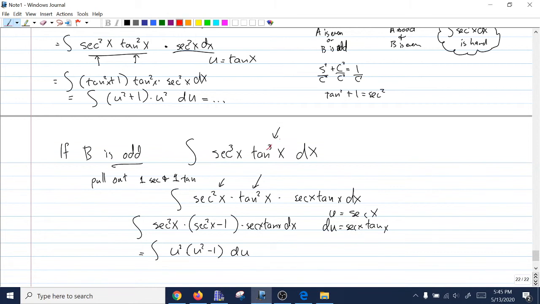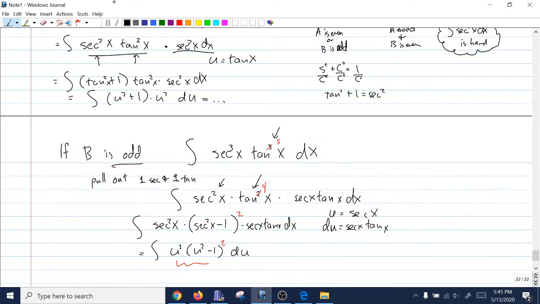If this was a tangent to the 5th, then this would have been tangent to the 4th. This would have been secant squared minus 1 squared. It becomes harder to FOIL it out in that case, but it's still just a polynomial. FOILing it out is not that bad. There's a chance that maybe there's some cute substitution that lets you not have to FOIL it out. But these are not that rough in that case.